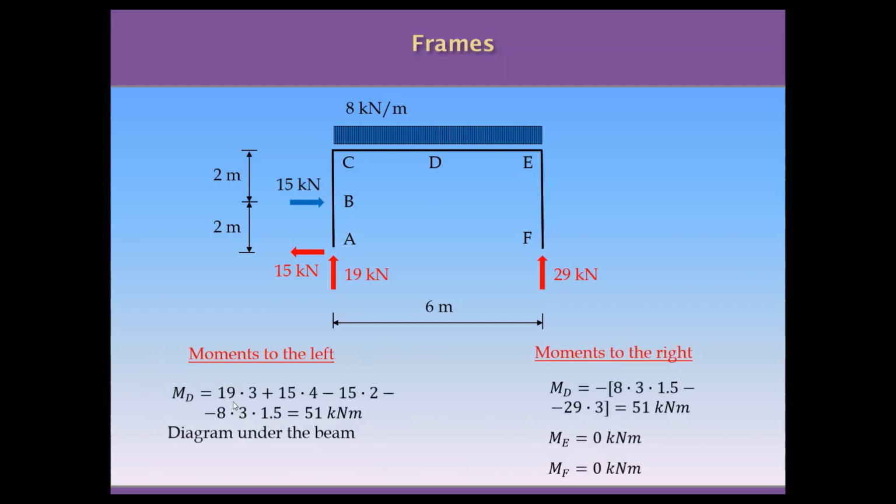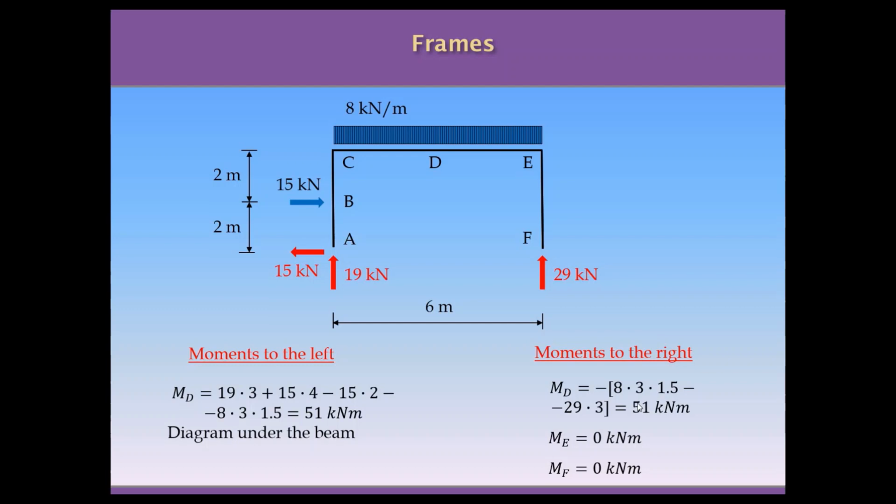The moment at the point D will be 19 times 3, which is the moment produced by the vertical reaction, minus 15 times 4, the moment produced by the horizontal reaction, minus 15 times 2, the moment produced by the external force, and minus 8 times 3 times 1.5, the moment produced by the portion of the UDL from the point D to the left. The total moment will then be 51 kilonewton meter and will be sketched under the beam because it's a positive moment.